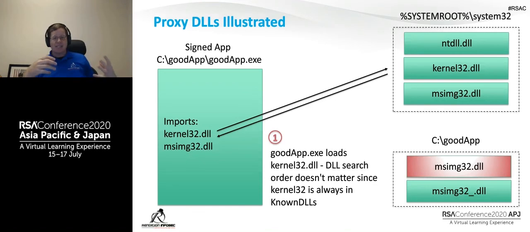So let's talk about how this actually works. I've got my proxy DLLs. Now in this case, we're only doing whitelist bypass. So I have a signed application in C:\GoodApp. Now it turns out that in the root of your file system, by default, NTFS implements a special permission that's basically add data and create files. So you can create a file that doesn't already exist in that particular folder.